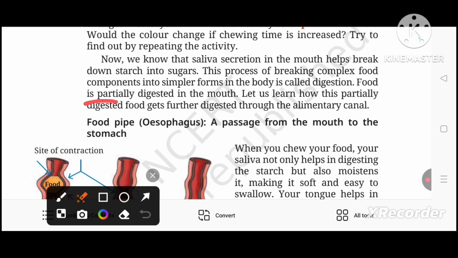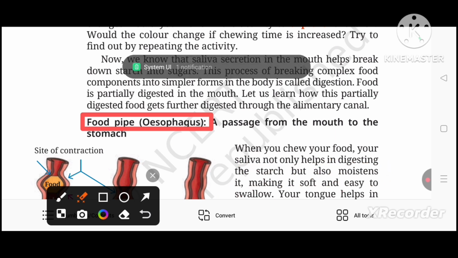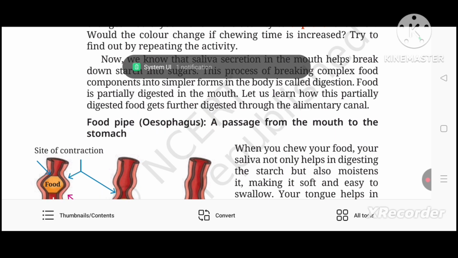The partially digested food goes on to the stomach through the alimentary canal, first through the food pipe, which is known as the esophagus. The esophagus is a passage from the mouth to the stomach. When you chew your food, saliva not only helps in digesting the starch but also moistens it, making it soft and easy to swallow.